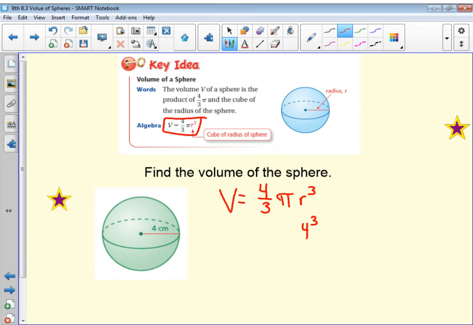Okay, so our formula for finding the volume of a sphere is right here. We're going to do 4/3 times pi times the cube of the radius of that sphere. So we're going to be working with the radius still. Okay, so I'm going to slide this over so I can do all my work off to the side. So our volume is 4/3 times pi times our radius cubed.